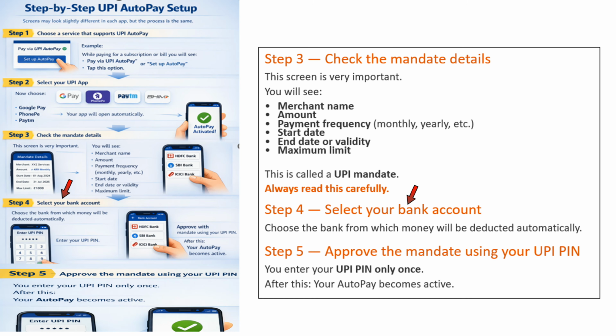Step 4. Select your bank account. Choose the bank from which money will be deducted automatically. Step 5. Approve the mandate using your UPI PIN. You enter your UPI PIN only once. After this, your AutoPay becomes active.